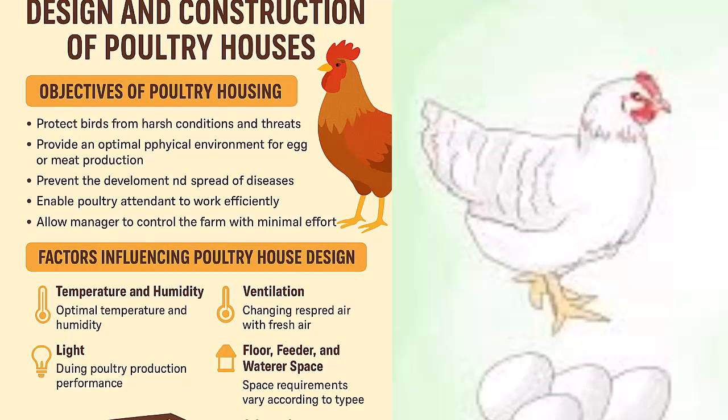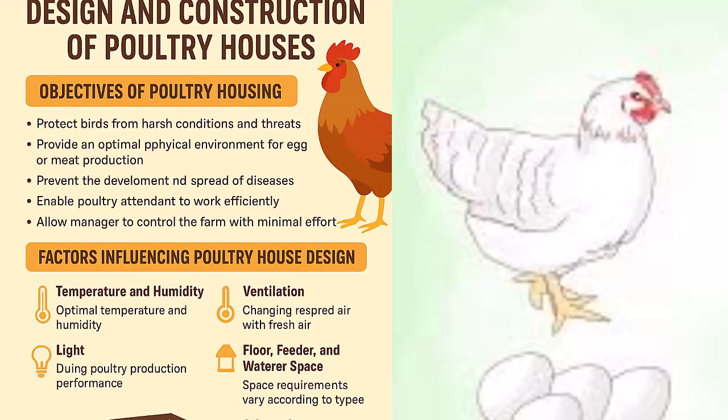Naturally ventilated open-side houses depend on natural airflow and require correct orientation and width for ventilation. Openings can be covered with curtains during cold weather. Front and back open houses have large openings for older birds and cages, with plastic curtains used for temperature control.